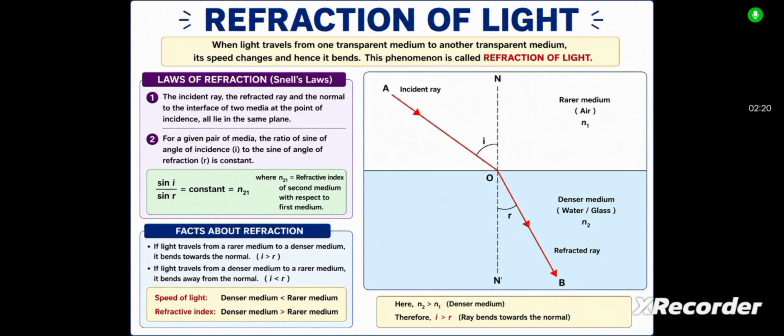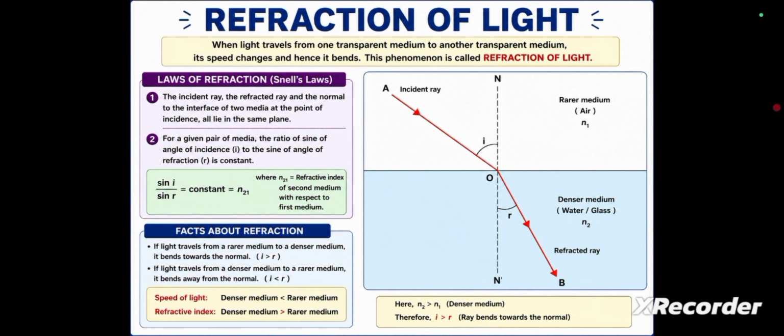Important terms. Incident ray: the light ray that falls on the surface. Refracted ray: the light ray that bends after entering another medium. Normal: an imaginary line drawn perpendicular to the surface.